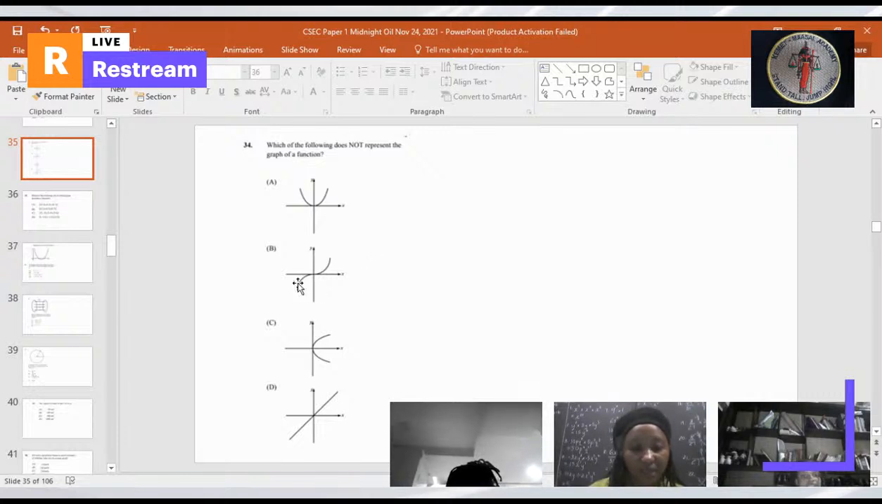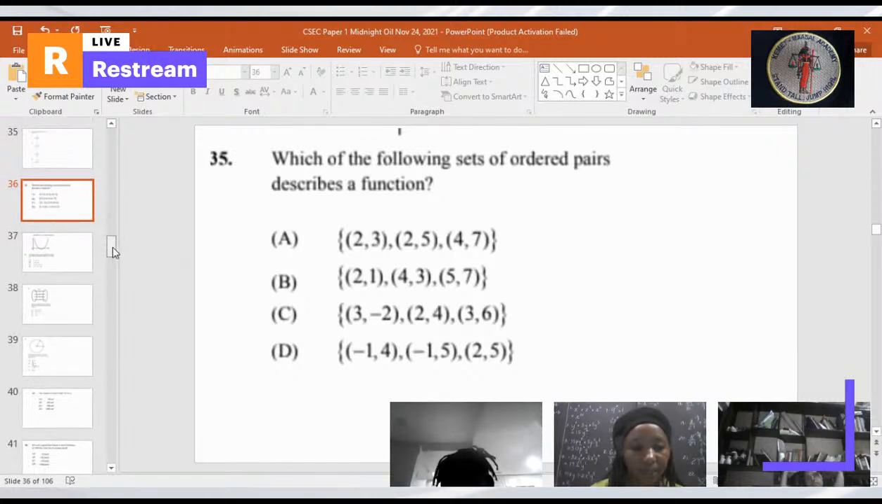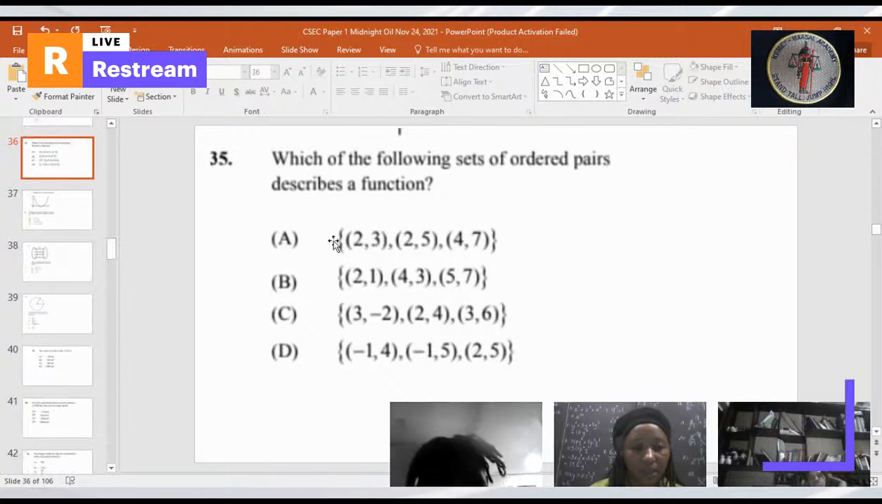B, Miss, that's a cubic graph. That's a cubic function, right? Okay. All right. So whose question is this, Dreshan? No, miss, I was supposed to do the last one, but I can. We'll do this one then.